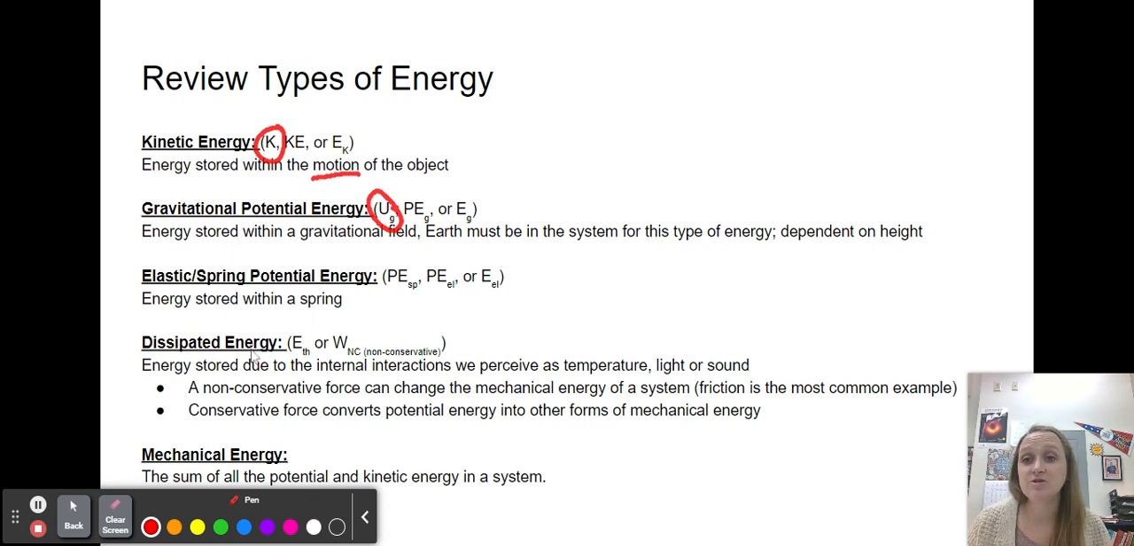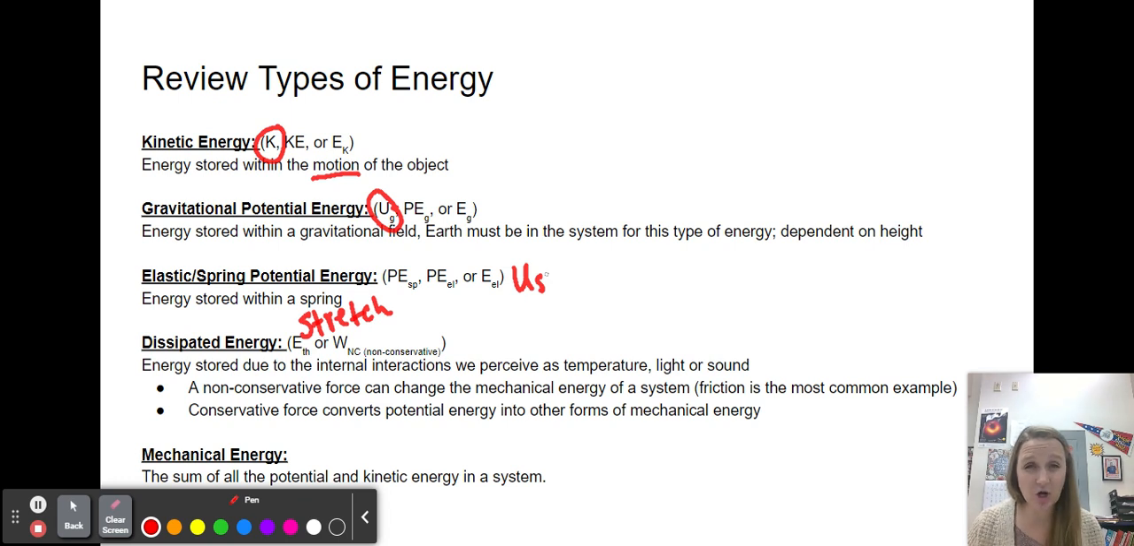Elastic or spring potential energy is energy stored within a spring. Remember, this has to be a stretch or a compress. So I'm just going to put that there. You might see PE, SP, PEEL, EEL, or for us, we're going to see US if you're looking at official AP materials. And then another thing is the dissipated energy.